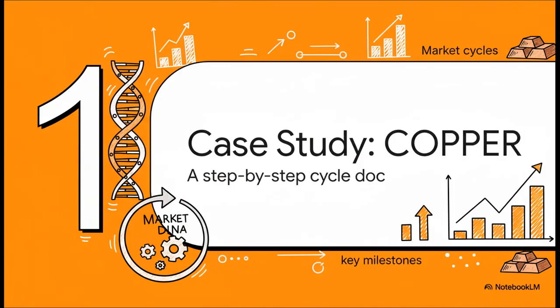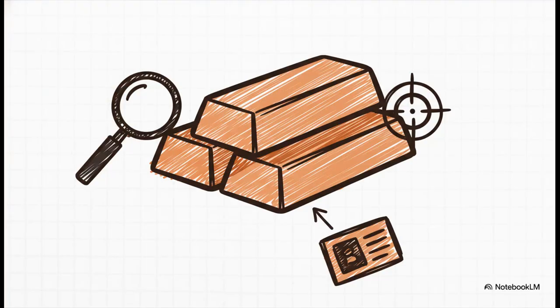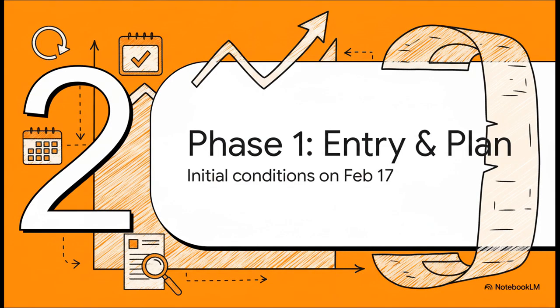All right, let's get right into it with our case study. We're going to be observing the documentation of a single market DNA cycle for the asset copper, following the record from its start to a major milestone. So the asset in focus, as I mentioned, is copper. And this specific cycle has its own unique identifier, copper_2_3. This little detail is actually pretty important because that ID is what allows for precise tracking and public verification of the documentation.